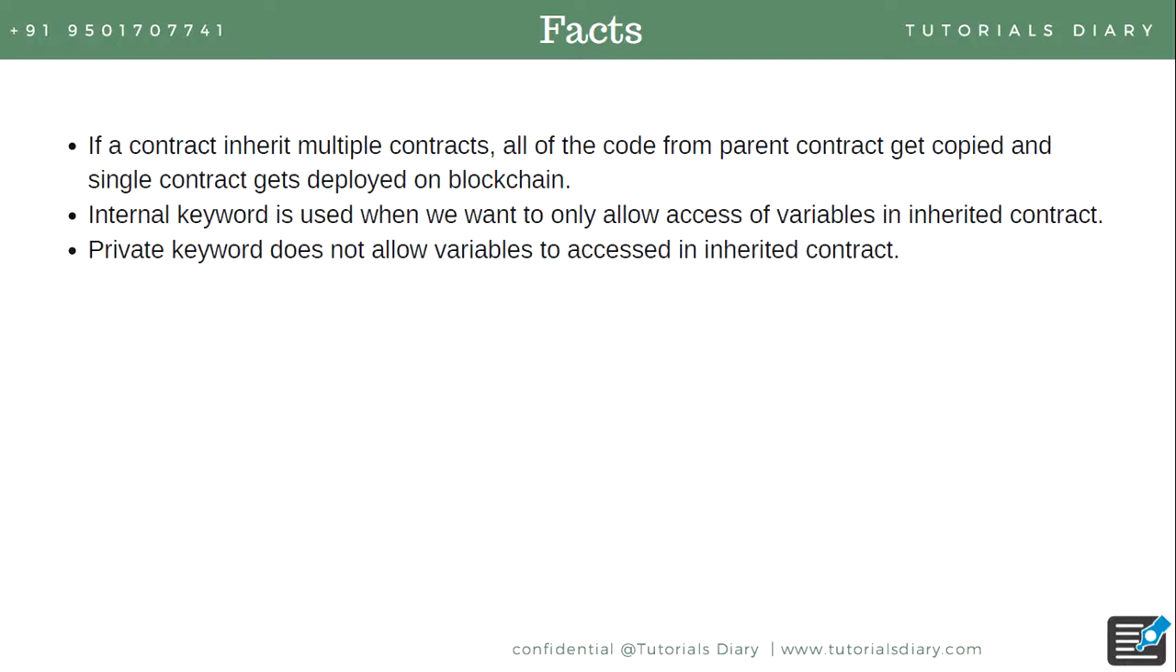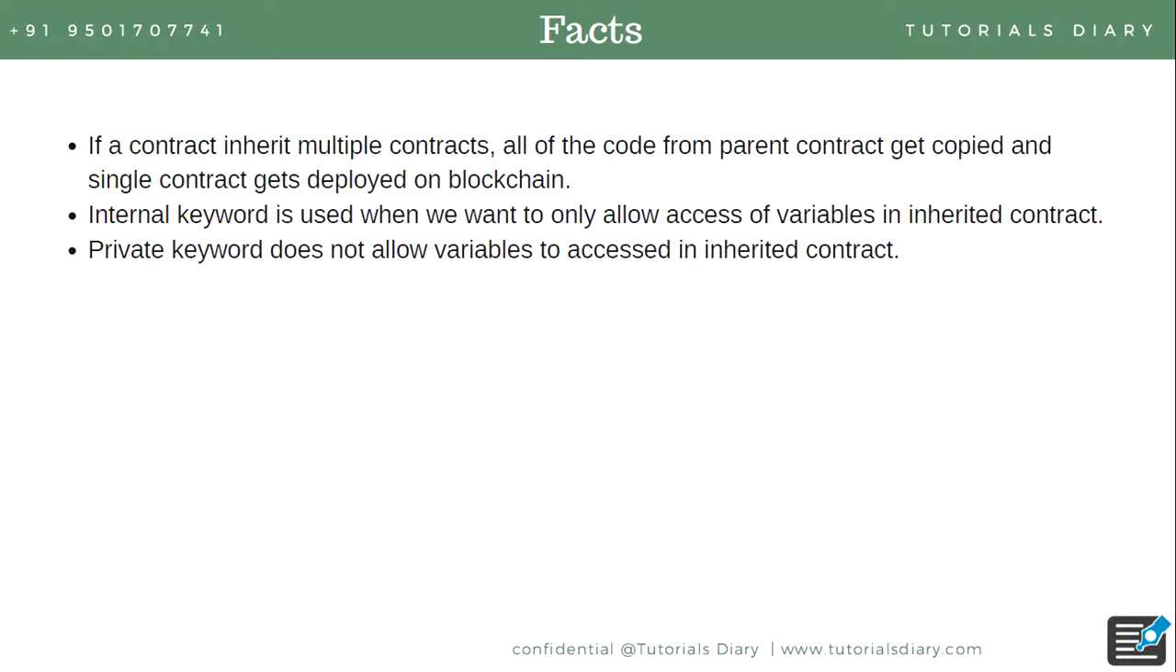But when we say private, it means that the state variables or the functions can be accessible only within that smart contract. They will not be accessible in the child contract, nor outside of it. Then there is internal, which is similar to the protected keyword we used to have in Java, where we have public, private, protected. So when we use the internal keyword with any variable or function, it will only be accessible in the child smart contract, not outside.